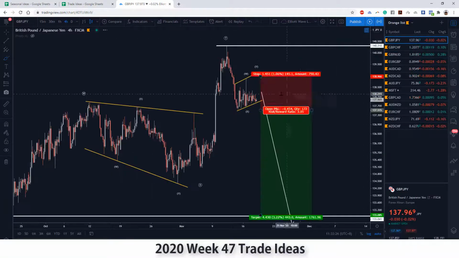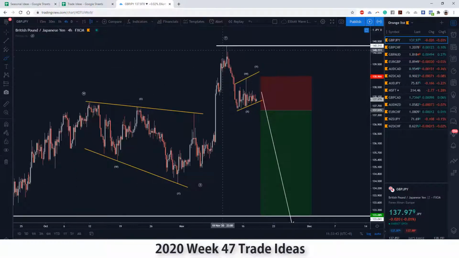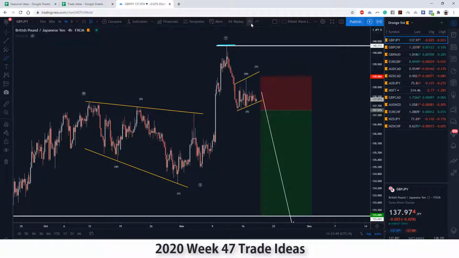The last one is Pound Yen. On the daily time frame, this is a very clean setup as well. From this high here, you have an impulse and a 3-wave correction that is completed, from a daily point of view. If I go down to the 4-hour time frame, from this high we have an impulse correction, and we anticipate another push to the downside. So on Pound Yen, we are looking to sell, and we are looking to sell the Pound.